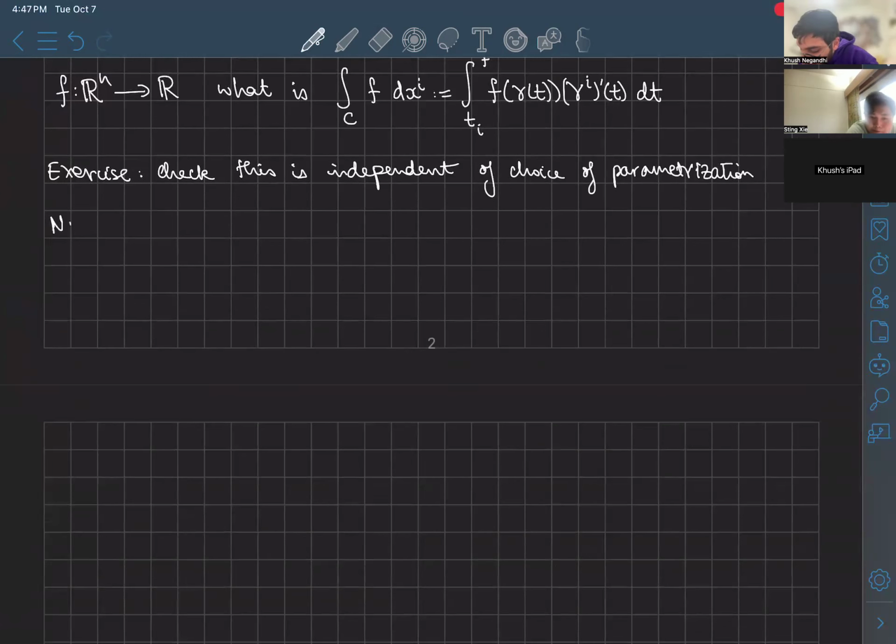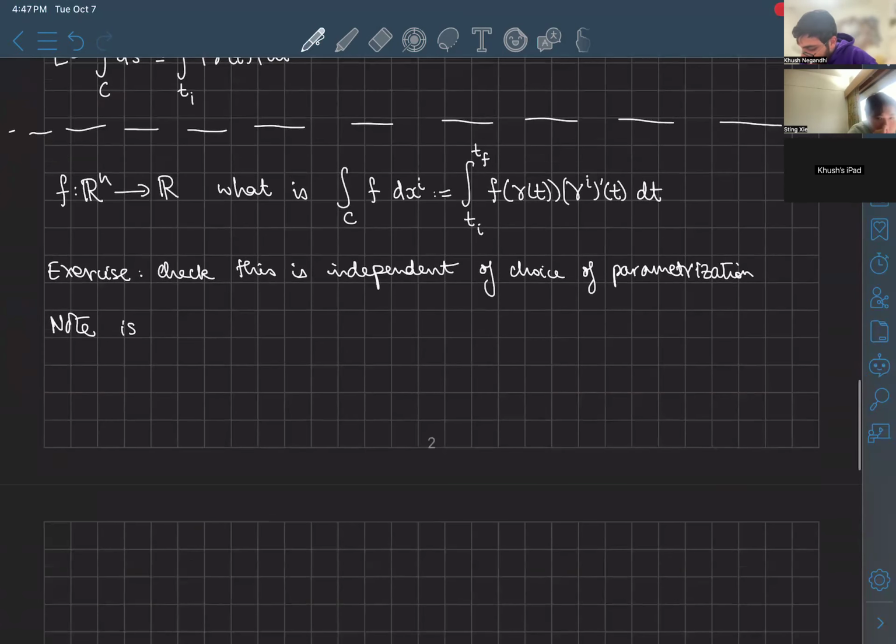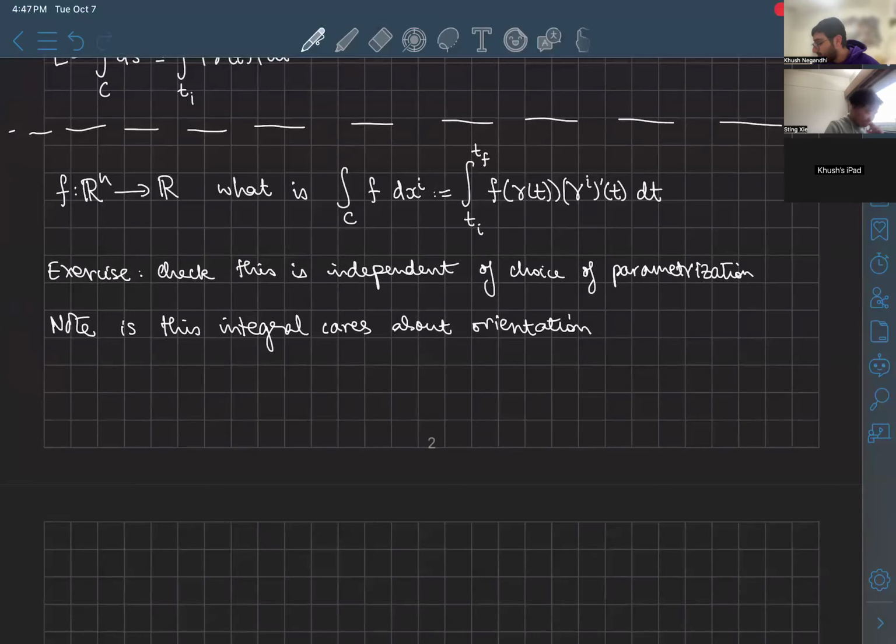So one thing to note is this integral cares about the orientation, right? It depends on if I'm coming in from the left or if I'm going from the right, or if I'm coming up, then down, and it depends on how I'm approaching, right? But the arc length integral didn't.